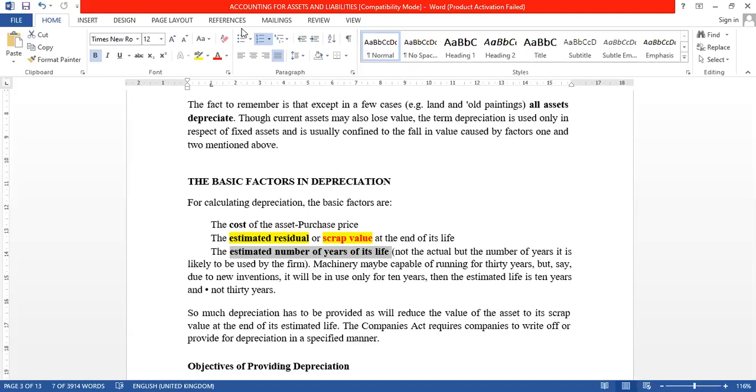Now, that phone of yours, even if it does not spoil, it might not stay for 10 years, right? It might be 2 to 3 years. Then you might be forced to change. Now, that 2 to 3 years is what we are calling what? Estimated years or estimated life of your phone, right?